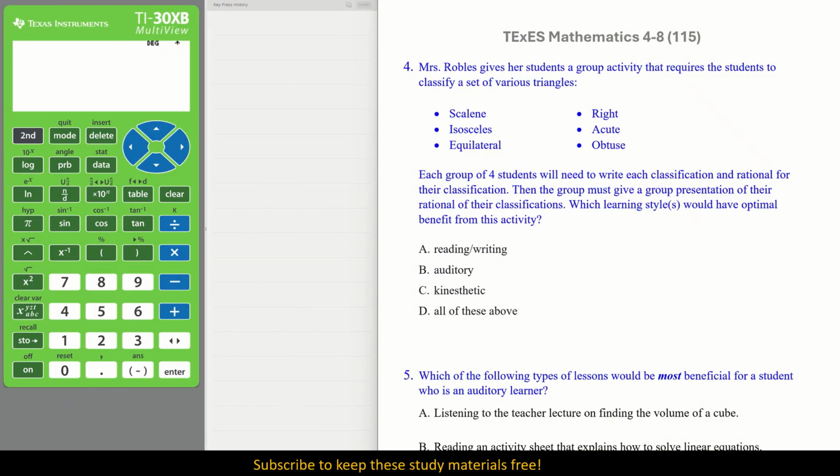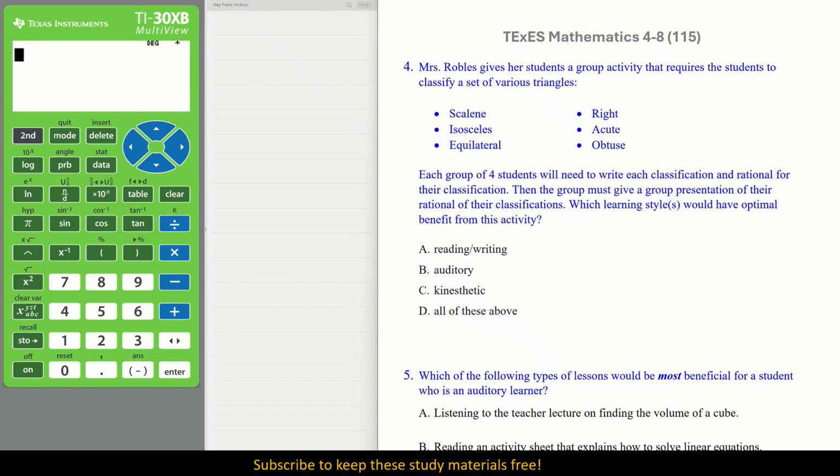Number 4, Mrs. Robles gives her students a group activity that requires the students to classify a set of various triangles. Okay, we have scalene, isosceles, equilateral, right, acute, obtuse. Okay, I recognize this kind of activity. Right, so then it says each group of 4 students will need to write each classification and rationale for their classification. So they're going to have to classify them and say why they classified them.